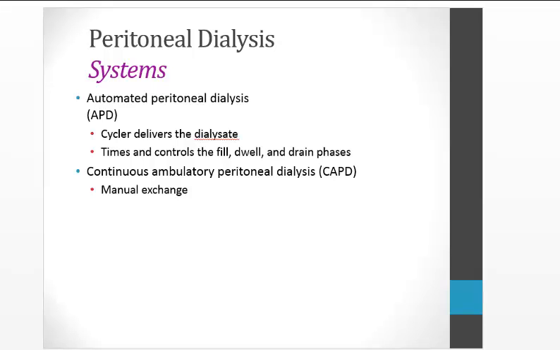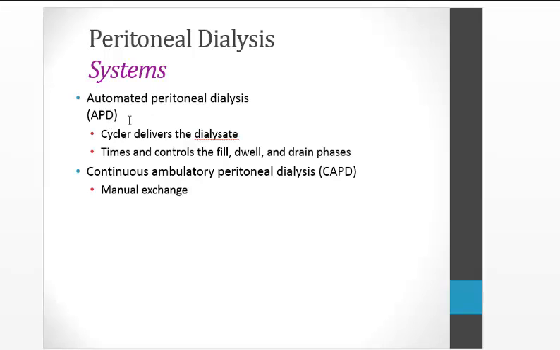With peritoneal dialysis, there are different types of systems. We have automated peritoneal dialysis, where the cycler will deliver the dialysis fluid to the patient automatically. And then we also have a continuous ambulatory peritoneal dialysis system, or CAPD. Let me explain very briefly the different types of systems that we have.